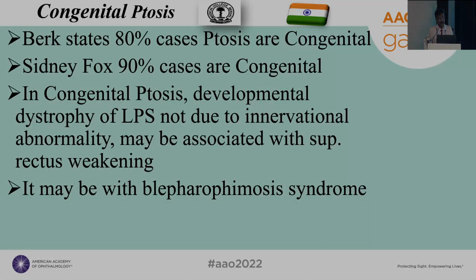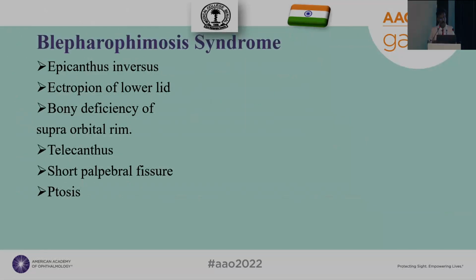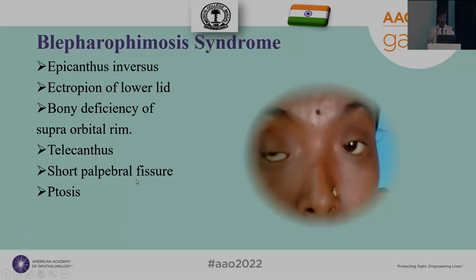So congenital ptosis: Berg states that 80% of cases of ptosis are congenital. Sidney Fox says 90%. In congenital ptosis, there is developmental dystrophy of the LPS, not due to innervational abnormality, and it may be associated with superior rectus weakness. It may be blepharophimosis syndrome also. So blepharophimosis syndrome, very important. Just follow the cursor.